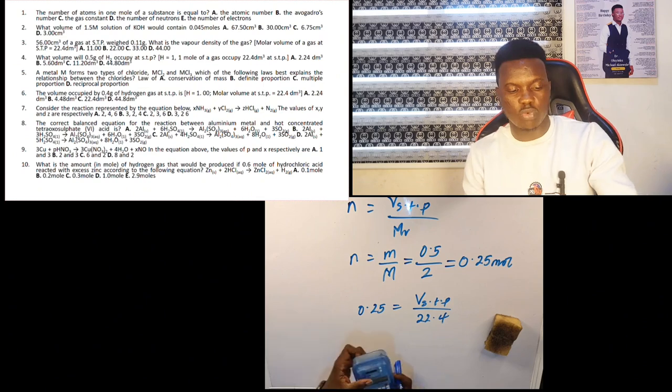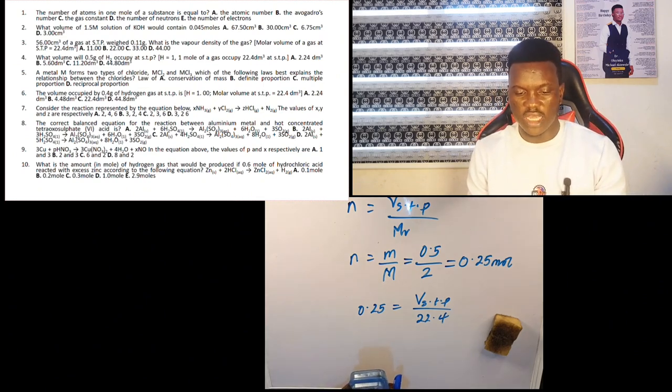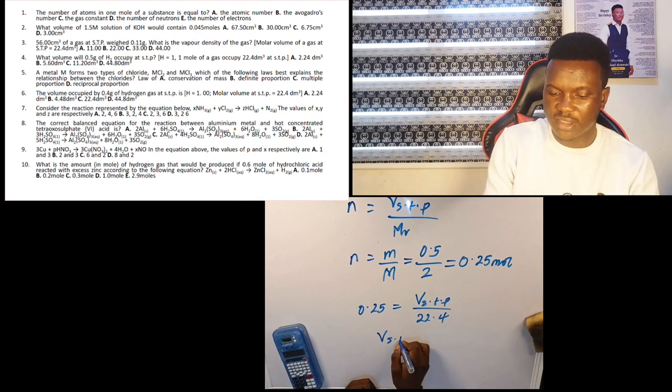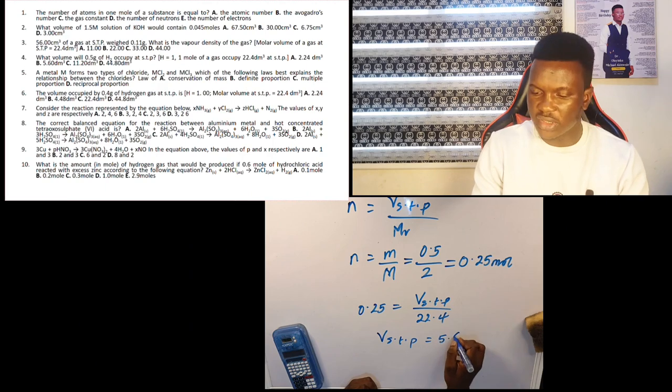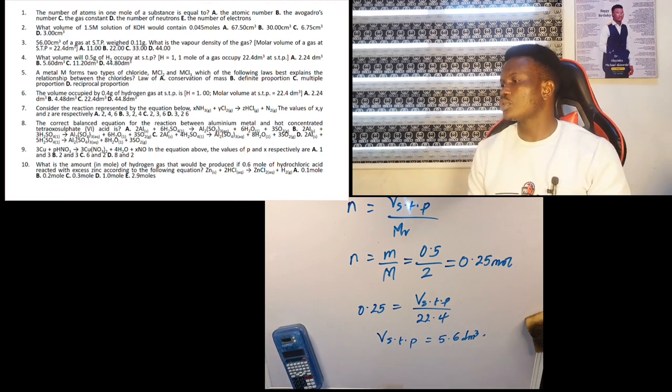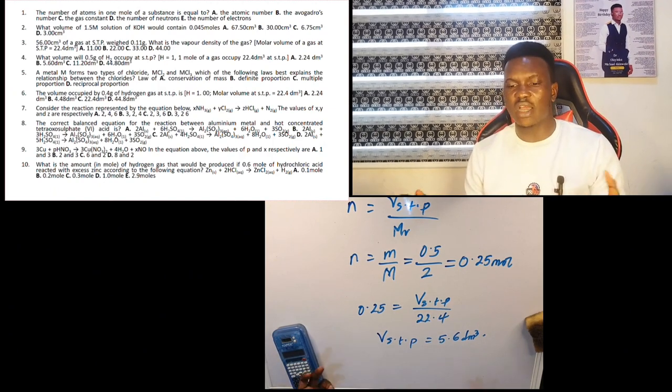So that will now be 0.25 times 22.4, and that's 5.6. So the volume at STP is equal to 5.6 dm cube. So do we have that in the options? That's option B as well. So you can see how we solved it.